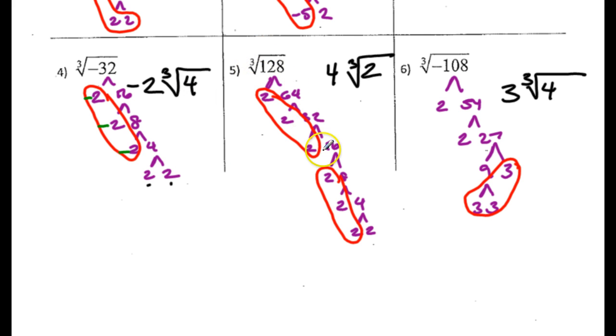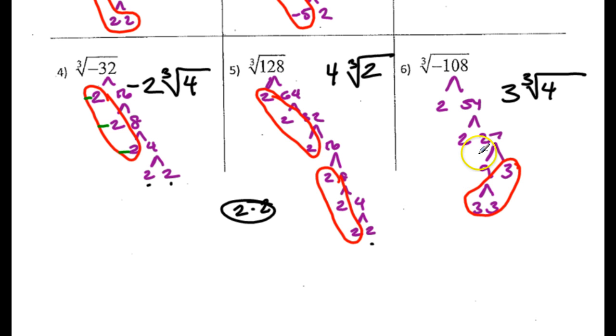Cube root of 128. This took a lot of steps to break down. So look, I had 2, 2, 2, 2, 2, 2, 2. That's 2 groups of 3 twos. So one 2 comes out, the other 2 comes out, but I have to multiply them together, and that's why it's 4 on the outside.